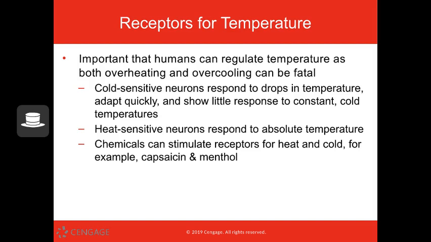Heat sensitive neurons respond to absolute temperature. So it's not a relative change, it's whatever the temperature actually is. So if you are in a 40-degree room and you're holding something that's 50 degrees, it's not going to feel substantially warmer. So chemicals can stimulate receptors for heat and cold.